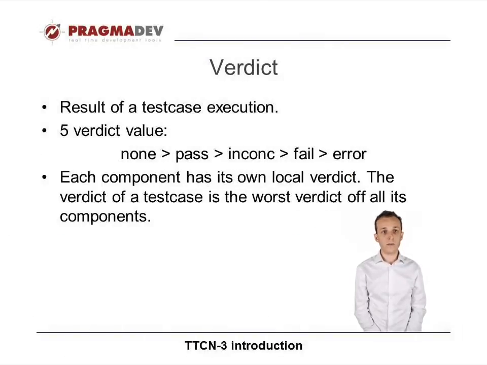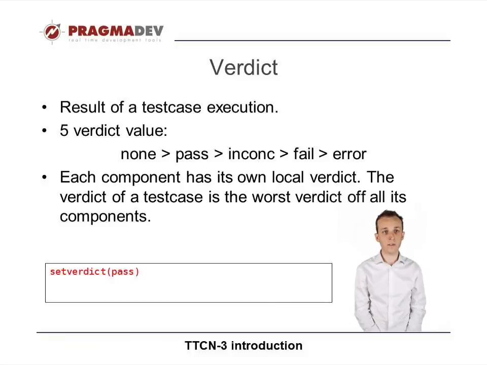The verdict is the result of the test case execution. Five values are possible: none, pass, inconc, fail, and error. The set verdict operation allows to modify the verdict value of a component. Error verdict is special because it's set by the system itself when, for example, a runtime error occurs. So it cannot be set by the set verdict operation. Get verdict operation returns the value of the current verdict. The global verdict of a test case is the worst verdict of all its components.